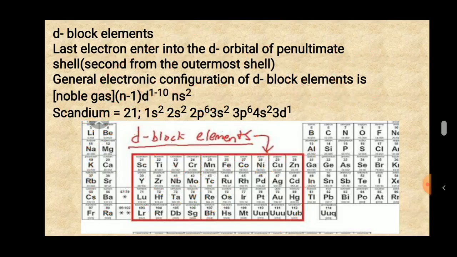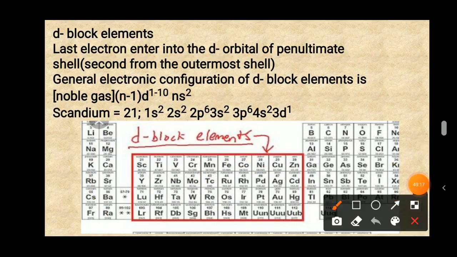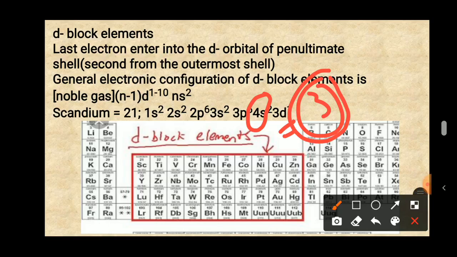Based on this concept, the explanation given here is: the last electron enters into the d orbital of the penultimate shell. In this case, which one is the outermost shell? The outermost shell is the fourth shell, 4s2. The second outermost shell is the third shell. For a d block element, there should be a d orbital. The d orbital is present in which shell? In the third shell. That's why it is called the penultimate shell, that is, second from the outermost shell. The outermost shell is the fourth one, so the second outermost shell is the third shell.